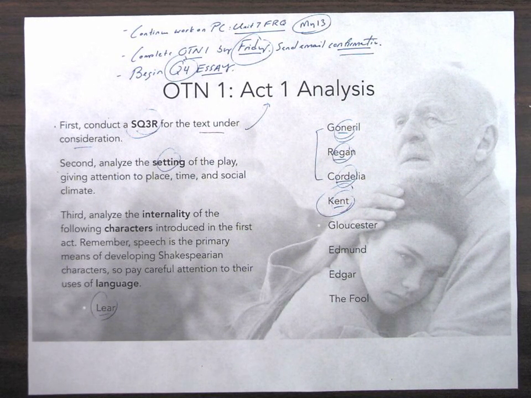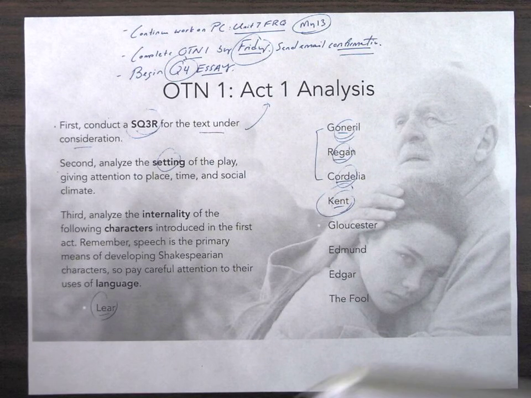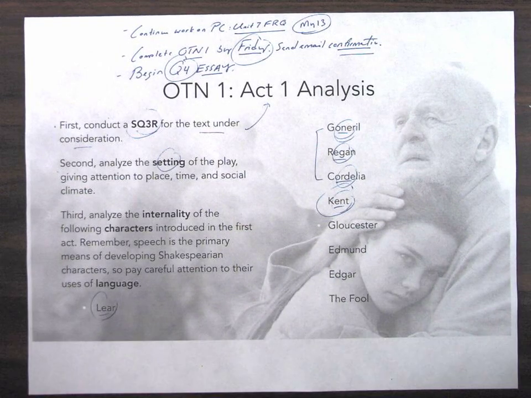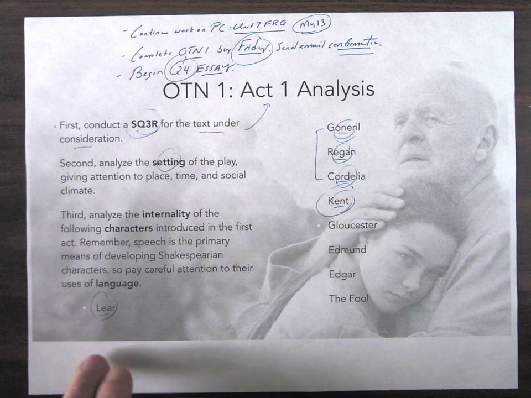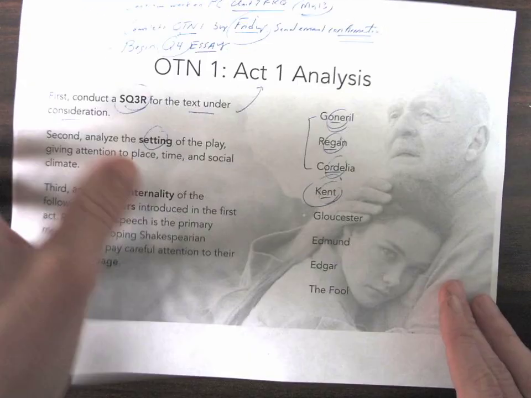Okay? So before we get into our Act 1 analysis, we just need to run through a quick SQ3R for the text under consideration, and then we are going to spend some time analyzing the setting very quickly, and then exploring and unpacking the internality of the characters that are introduced in Act 1, Scene 1 specifically. We're going to look at Lear, Goneril, Regan, Cordelia, and Kent, all as they are introduced in the first scene specifically of Act 1 more generally. So let's go ahead and dive into our SQ3R.